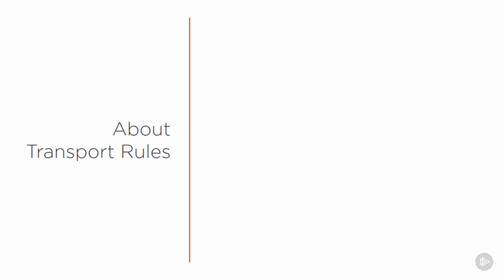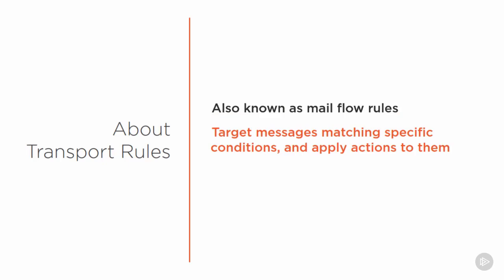Now let's move on to transport rules. Transport rules are also known as mail-flow rules in Exchange. Transport rules can be used to target messages that match specific conditions and then apply actions to them. An important point to keep in mind is that transport rules impact an entire organization. Yes, you can narrow the scope of the rule with its criteria, but a mistake can easily mean that you accidentally block every email being sent in the organization. So just proceed with caution whenever you're using transport rules.